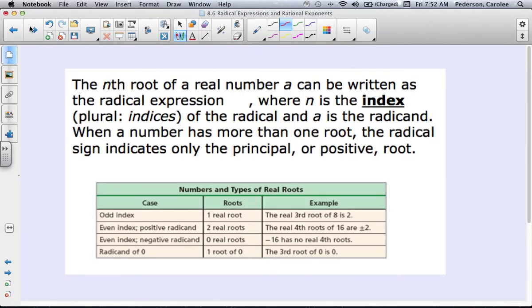All right, this is just a little piece from your textbook talking about the nth root, depending on what the index is. So if you have an odd index, you could have one real root. So like cubed root of 8 would be 2. And it kind of goes through, you can just read through that. It's also in your textbook.